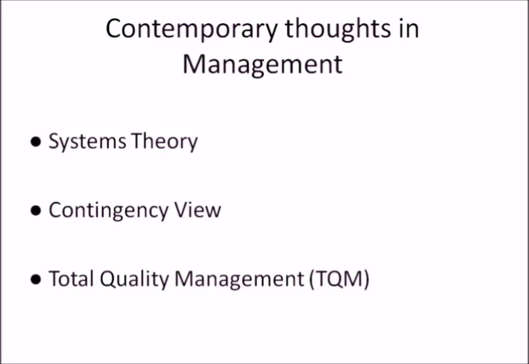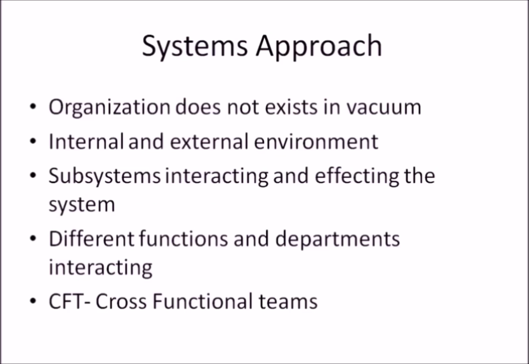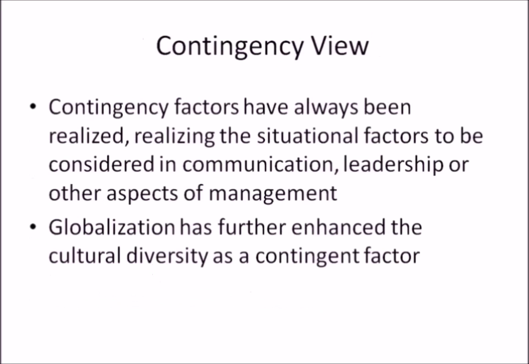Then TQM has become very important nowadays, that is total quality management, the concept has come from Japan. Now systems approach, we have already said that organization does not exist in a vacuum. Internal and external environment is always there. Systems, subsystems, they interact, and they not only interact, they affect the total system. Different functions are there, different organizations are there, and many a time we have cross-functional teams so as to act effectively.